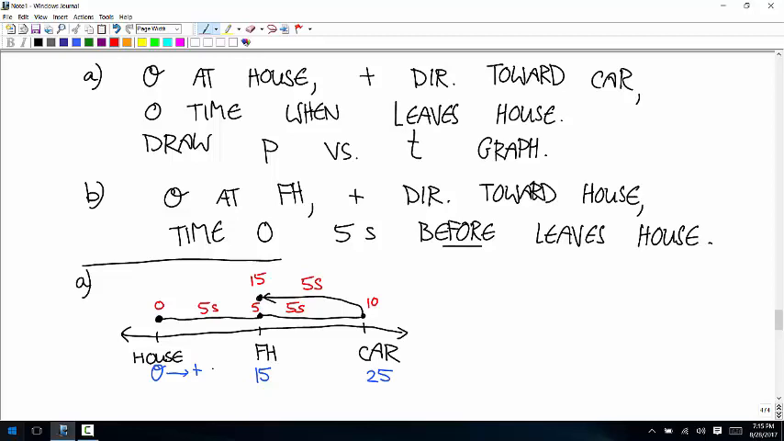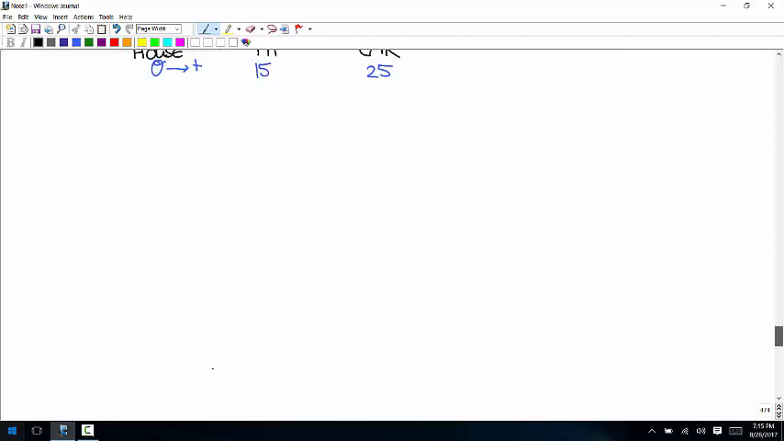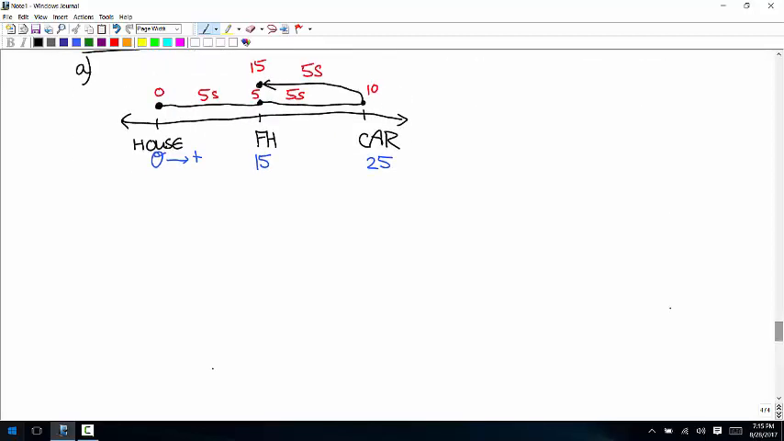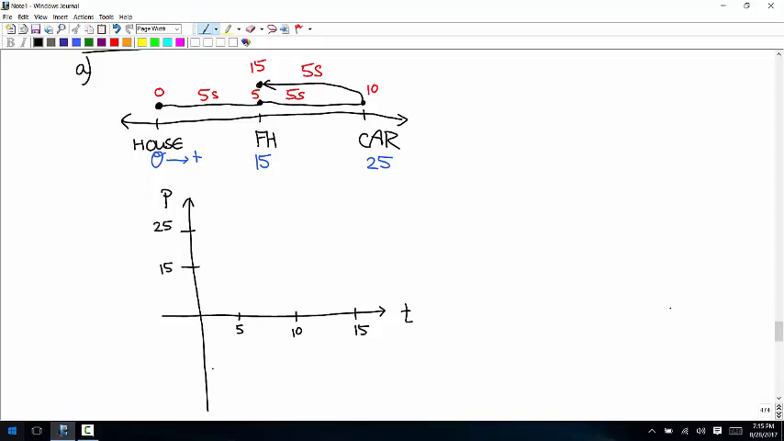Okay, so now all we have to do is translate what we have here into a position versus time graph. So this is the position. This is the time. The times that we're going to deal with are 0, 5, 10, 15. The positions we're going to deal with are 0, 15, and 25.